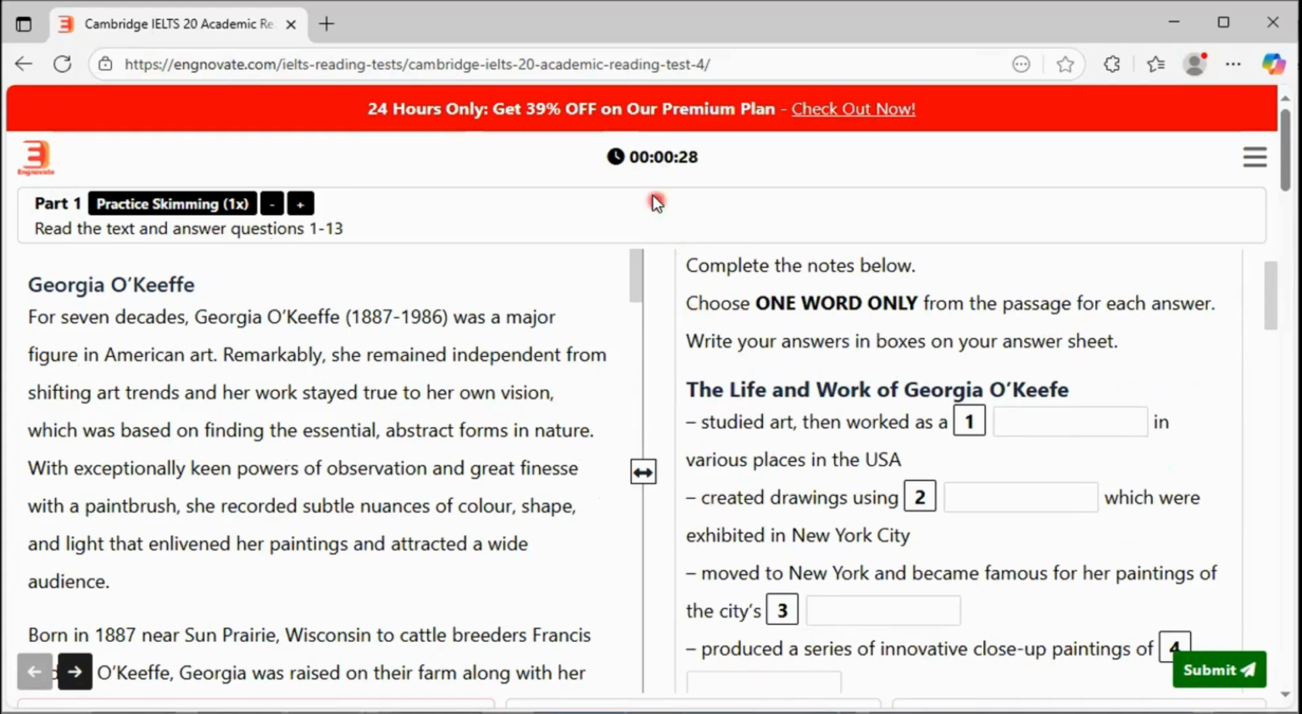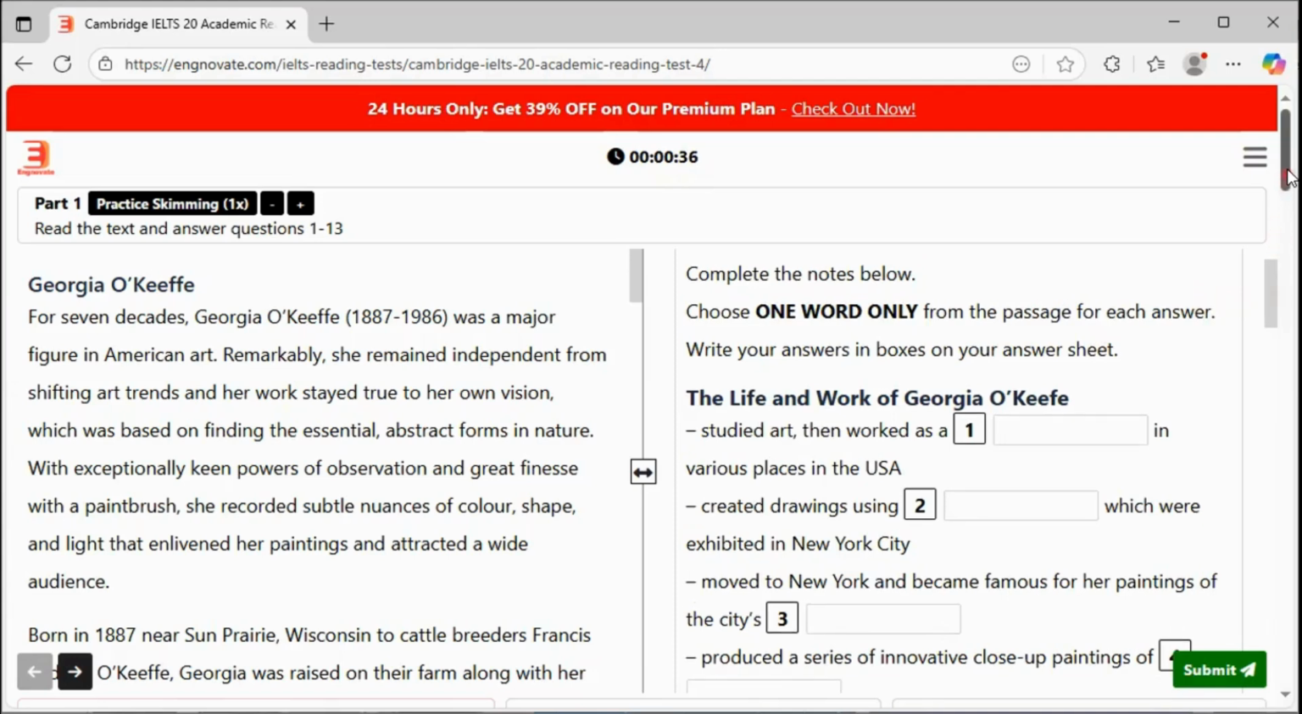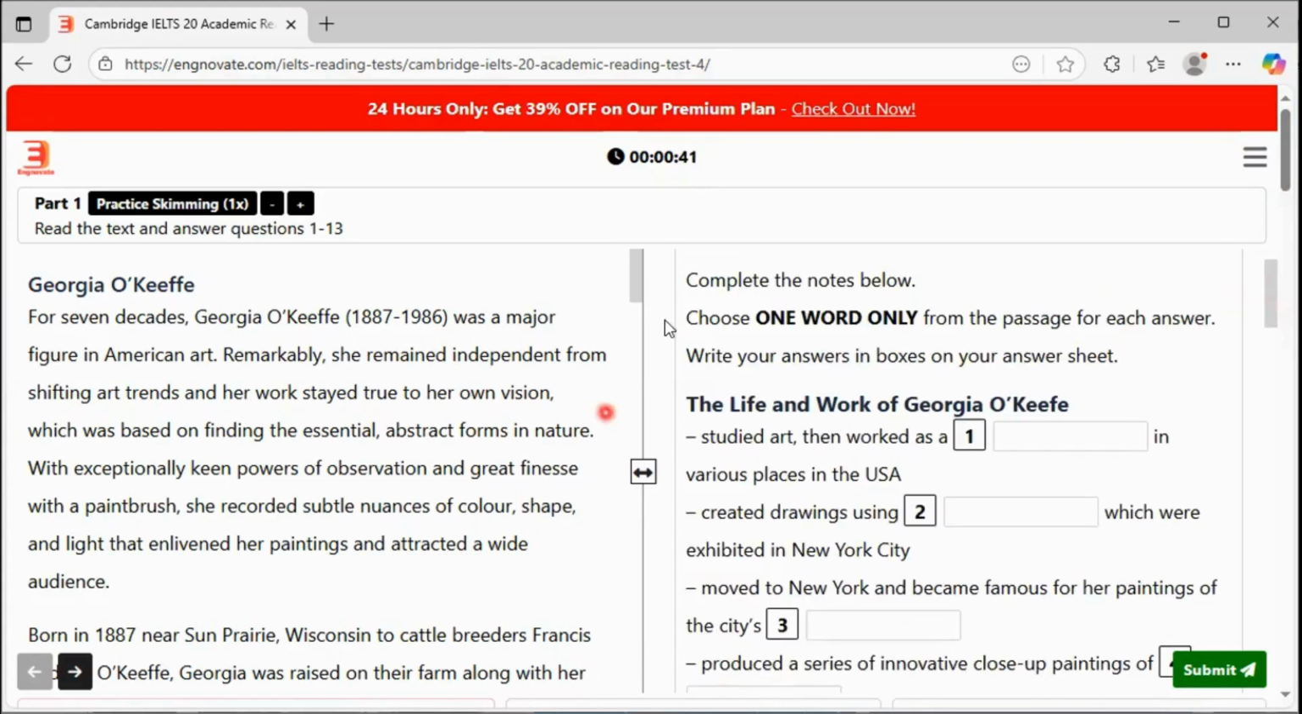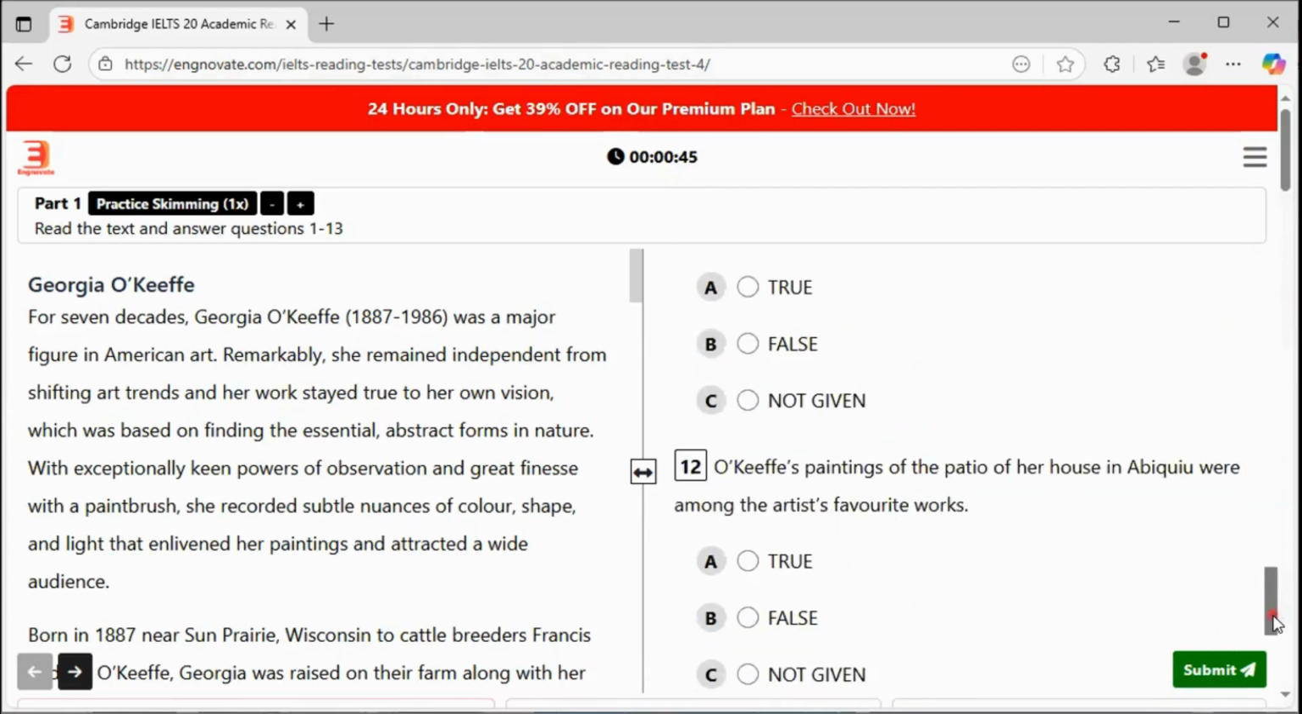You can see that the timer is running. You can see it is counting from 0. I'm guessing it's going to count all the way to 60. But I'm going to try and finish everything in this particular series within 1 hour or thereabouts.